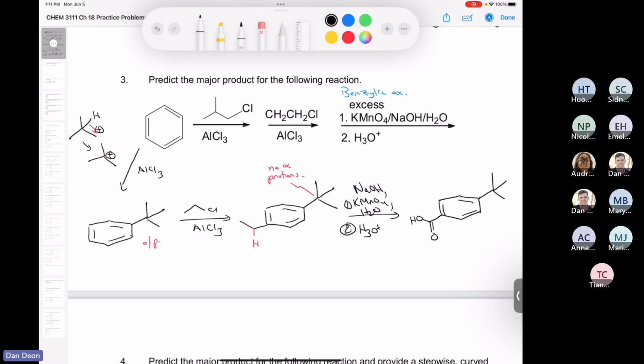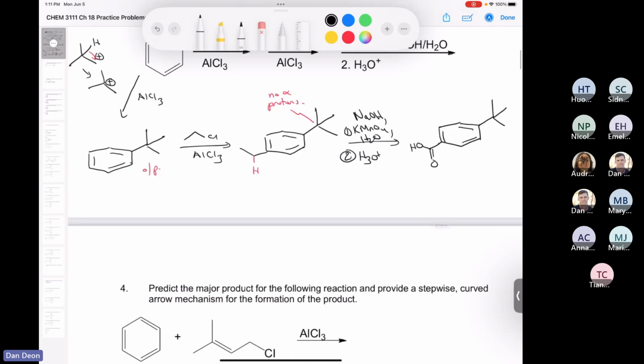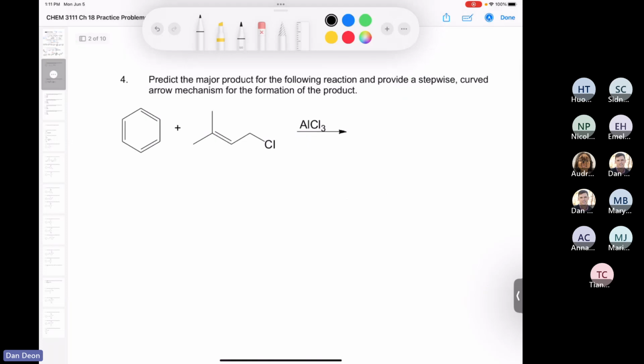So let's move on from there. The next one is in a similar vein, more Friedel-Crafts. It says, predict the major product of the following reaction and provide a stepwise curved arrow mechanism for the formation of the product. So we have our alkyl halide, we have our Lewis acid. So the first thing is going to be the reaction between our alkyl halide, and this is actually what we call an allyl chloride is what it would be called. But anyhow, that's neither here nor there.